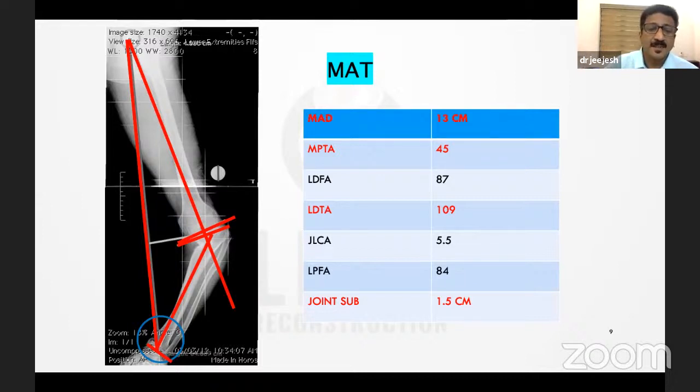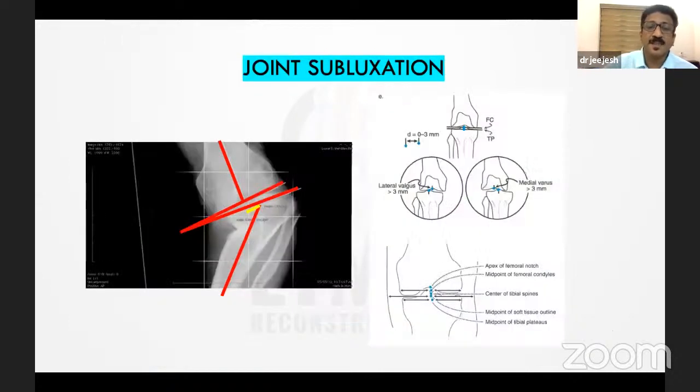And in this X-ray, it is very difficult to do this because there is a severe rotational deformity, so it is very difficult to draw the distal joint line. Apart from that, I could find a joint subluxation also of about 1.5 centimeters, as you can see here. So centers are at different levels. Anything more than 0.3 mm is joint subluxation as illustrated here.